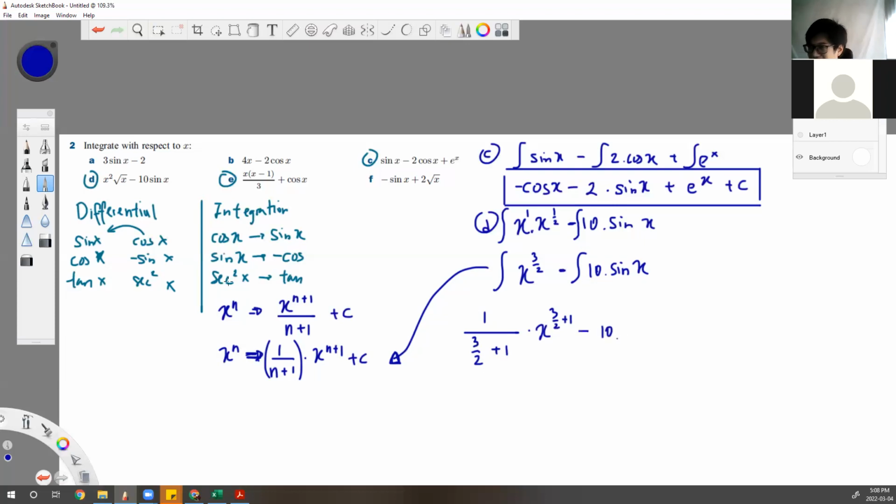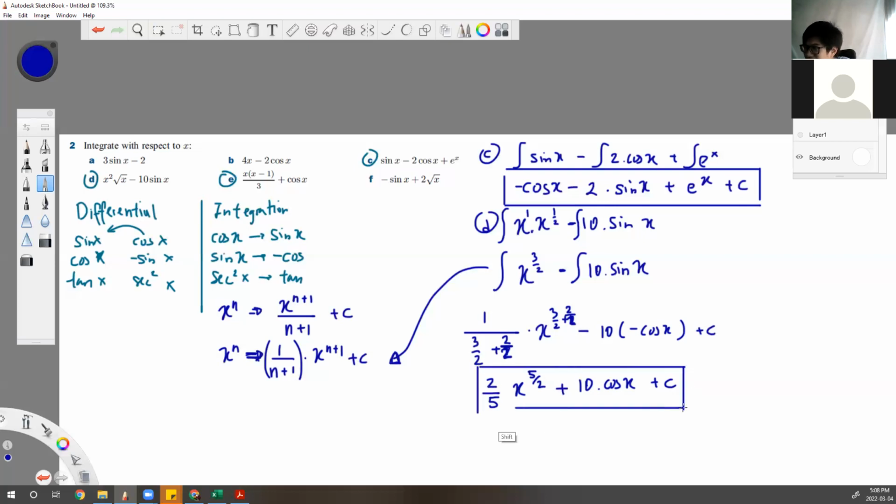Minus 10, sine becomes negative cos. So slowly but surely: 1 over 5 over 2 becomes 2 over 5 times x power 5 over 2. And 1 becomes 2 over 2. So plus 10 cos x, because minus and minus makes plus, and then plus c. Just put plus c on the last part, that's the only rule. Okay, now E.